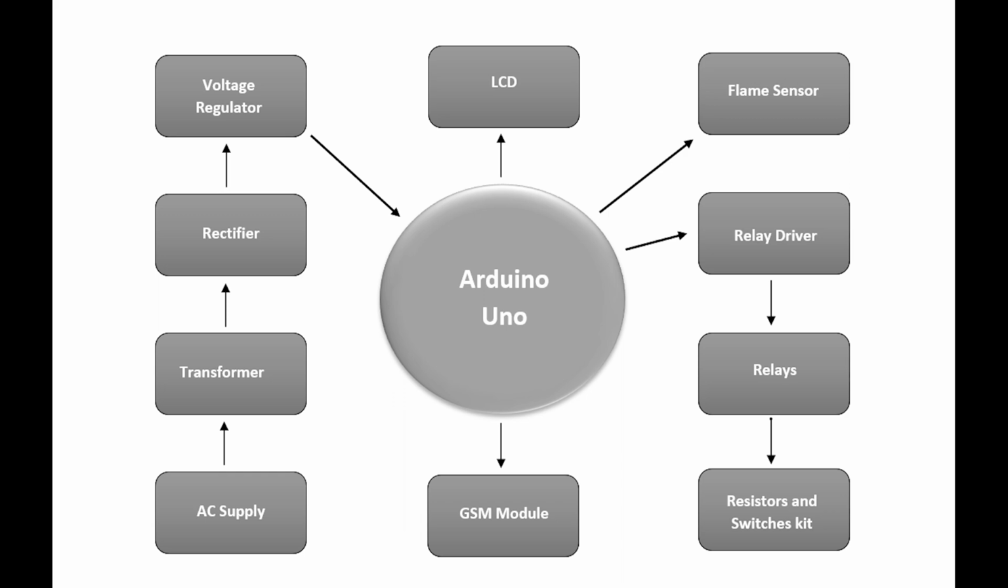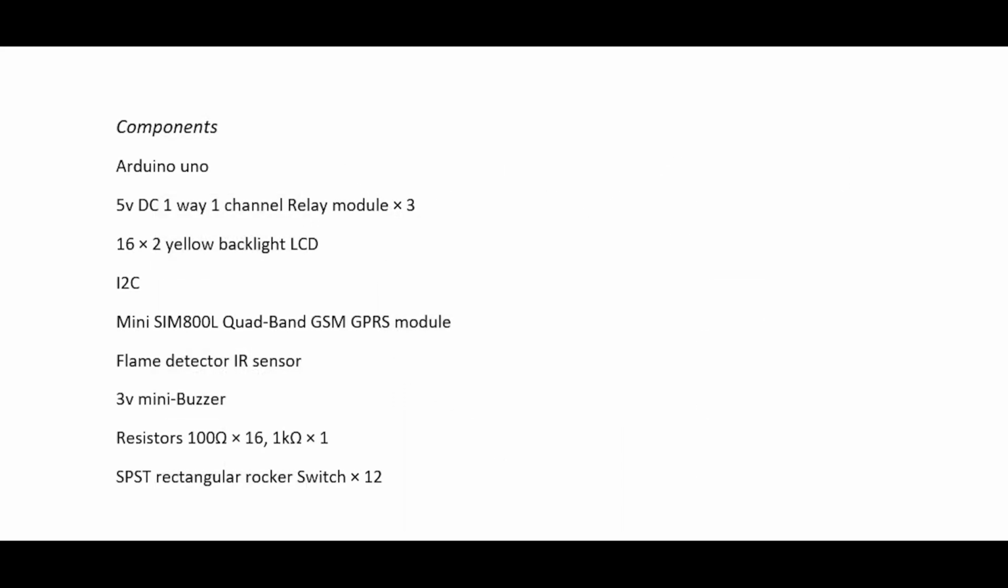Now let's look at the components that I have used in this project. Arduino Uno board, 5 volt DC, 3 relay modules, 16x2 yellow backlight LCD and I2C, mini SIM800L GSM module, flame detector, 3 volt mini buzzer, resistors and switches.